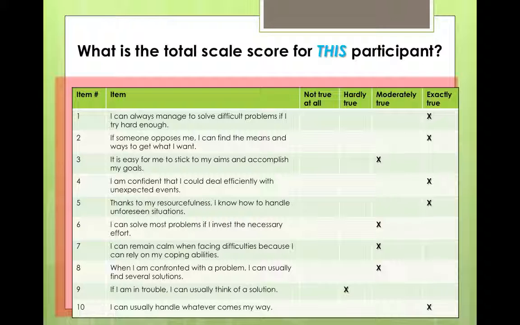Imagine this is the completed GSE scale from one of your clients. What is this person's total scale score? If you answered 34, you were correct. This means that on a scale of 10 to 40, we interpret this person's score as having high self-efficacy.